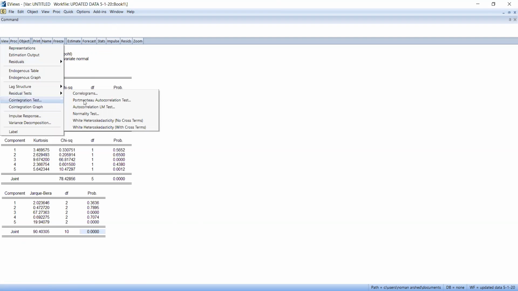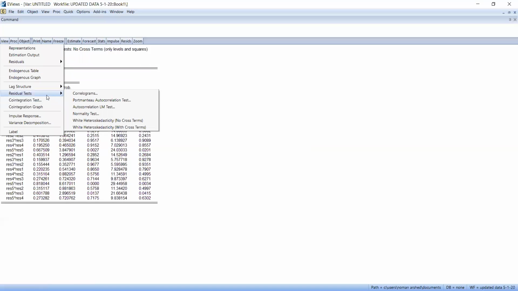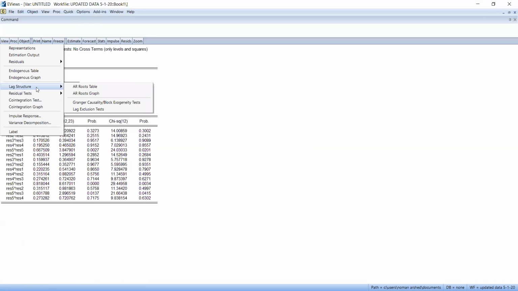Then in the residual tests there is a heteroscedasticity test. You will use no cross terms if your sample is small, and with cross terms if your sample is big, because it requires more sample. So with no cross terms, it is insignificant, which means there is no heteroscedasticity. Then there are other diagnostic tests.